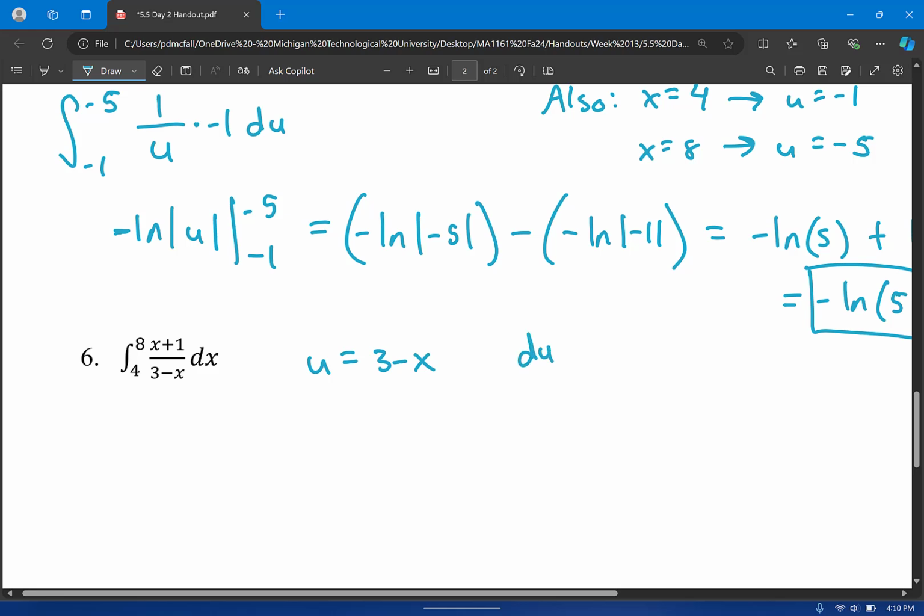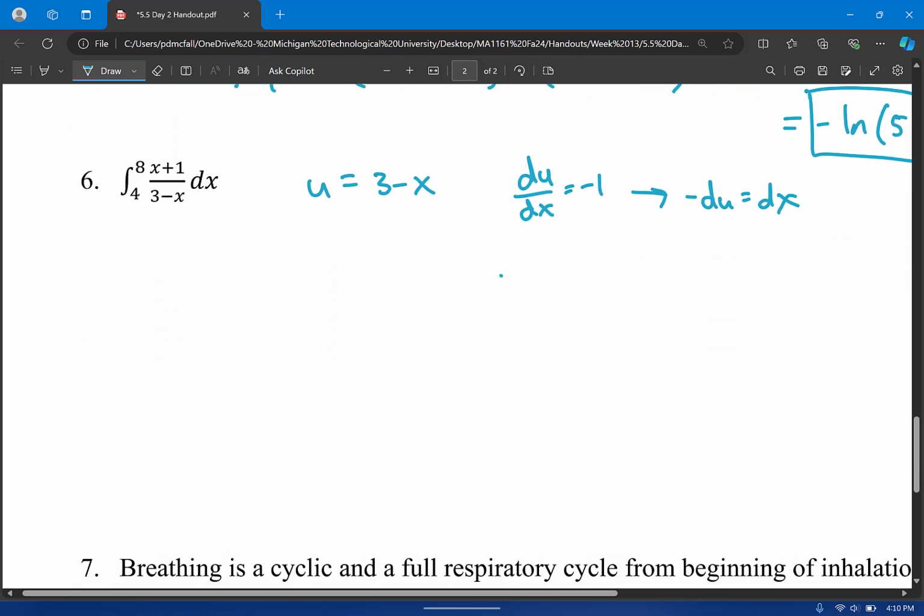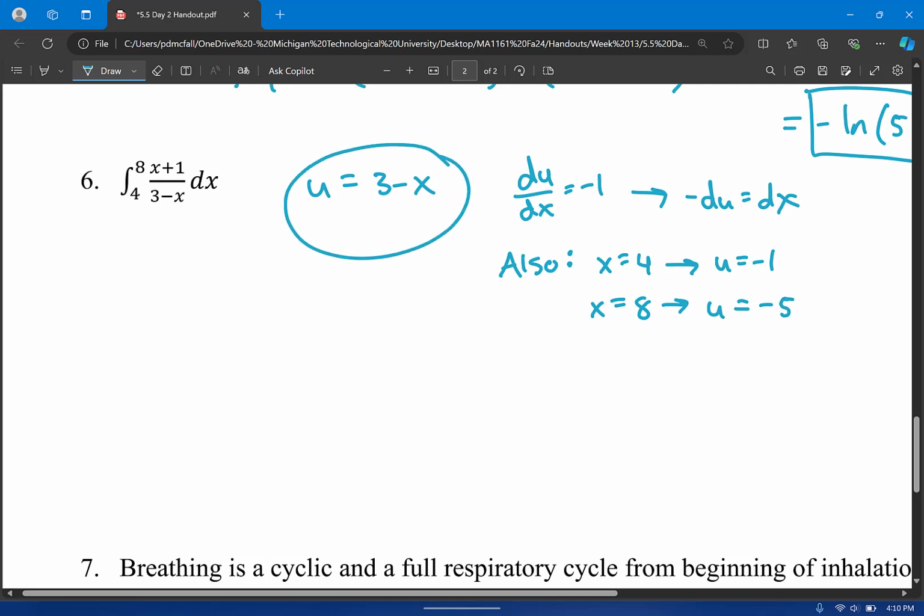Okay, the derivative again is -1. So negative du is equal to dx if you rearrange that equation. All right, eventually we can replace dx with negative du, but not yet. Let's change the limits of integration. Also, it's the new thing today. When x is 4, again, we have u is equal to -1. And so same thing as last time. When you plug 8 into our relationship, you get -5.